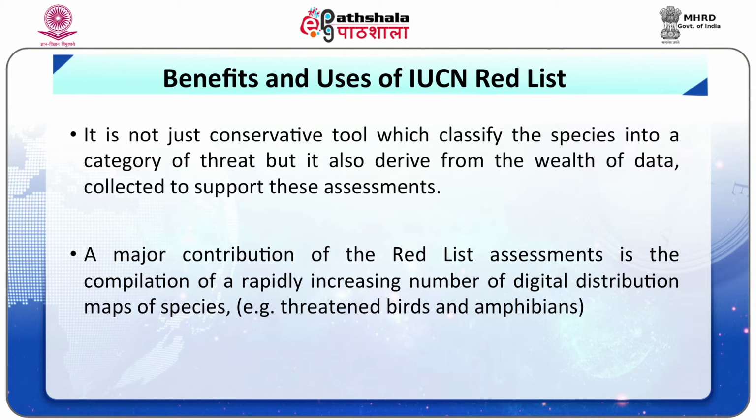Red List is not just a conservation tool which classifies the species in a category of threat, but it also derives from the wealth of data collected to support these assessments that are published online in a searchable format. A major contribution of the Red List assessment is the compilation of a rapidly increasing number of digital distribution maps of species, for example, of all threatened birds and amphibians.